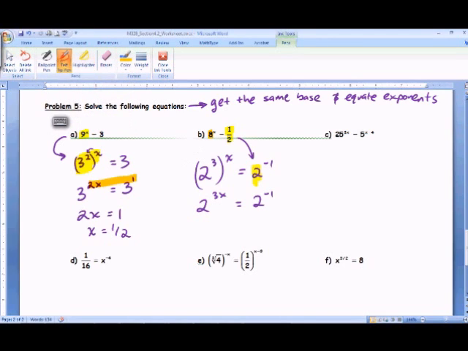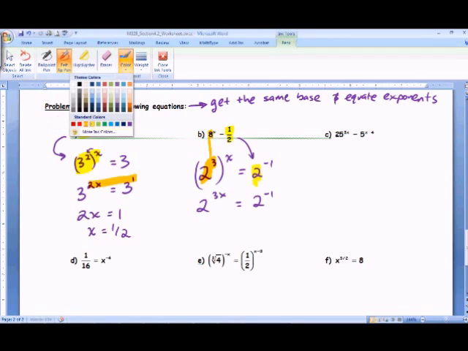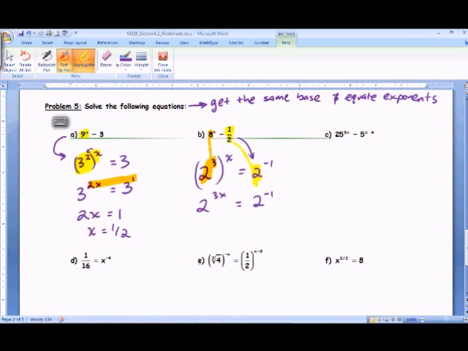So look what I've done, guys. What I did was I rewrote 8 as 2 cubed, and then I rewrote 1/2 as 2 to the negative first. The benefit of doing that is now I can set the exponents equal to each other. So 3x equals -1. And so x equals -1/3. Once again, you kind of want to do a little mental check and make sure that makes sense, but I know that 8 to the -1/3 is going to be 1/2, so that's just fine.